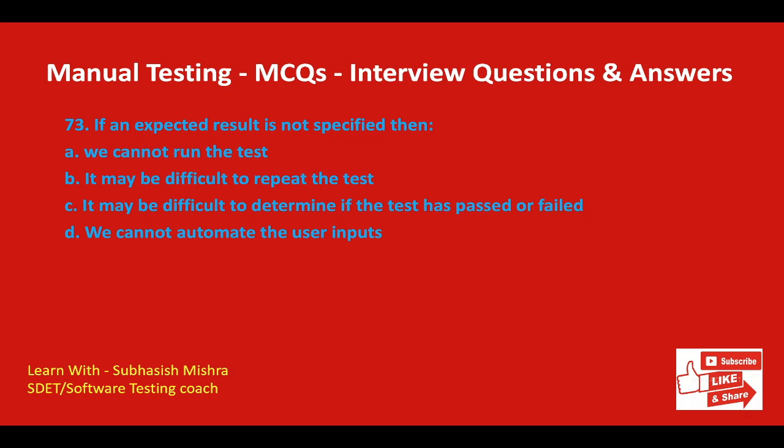Okay, let's move to the next question. If an expected result is not specified, then we cannot run the test. It may be difficult to repeat the test. It may be difficult to determine if the test has passed or failed. We cannot automate the user inputs. So the question was, if an expected result is not specified, then the option is C. It may be difficult to determine if the test has passed or failed. Okay, let's move to the next.